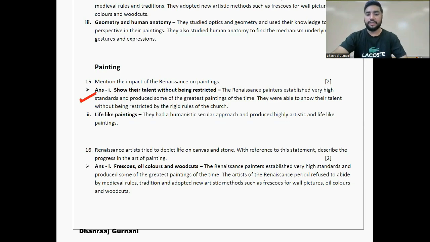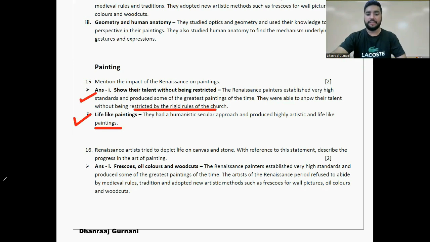The Renaissance painters established very high standards and produced some of the greatest paintings of all time. They were able to show their talent without being restricted by the rigid rules of the church. Because of their high talent, they produced lifelike paintings. They had a humanistic secular approach and produced highly artistic and lifelike paintings. Their paintings look real. Today, also, we have a lot of masterpieces done by them. We're going to study them in the coming pages.